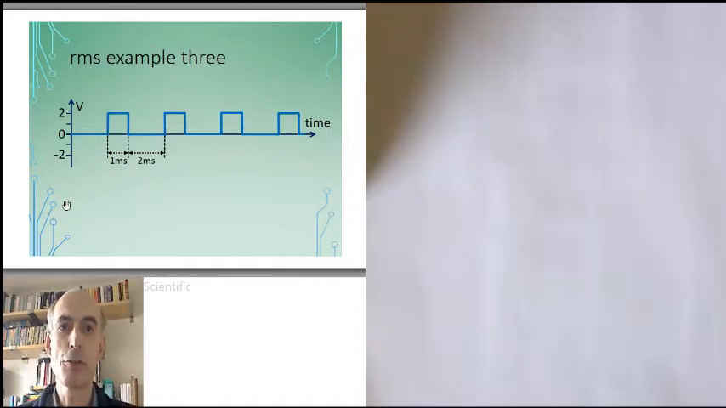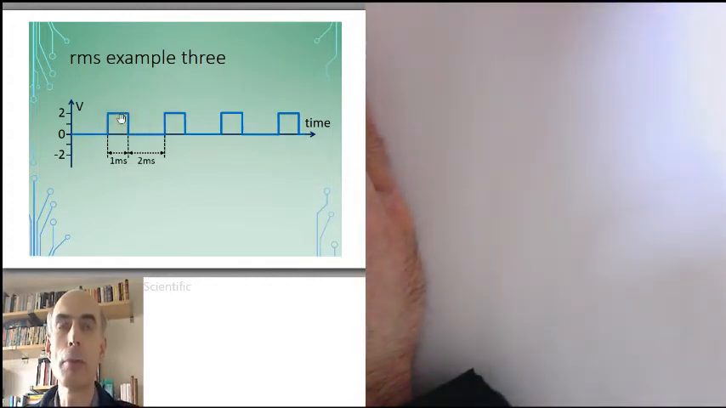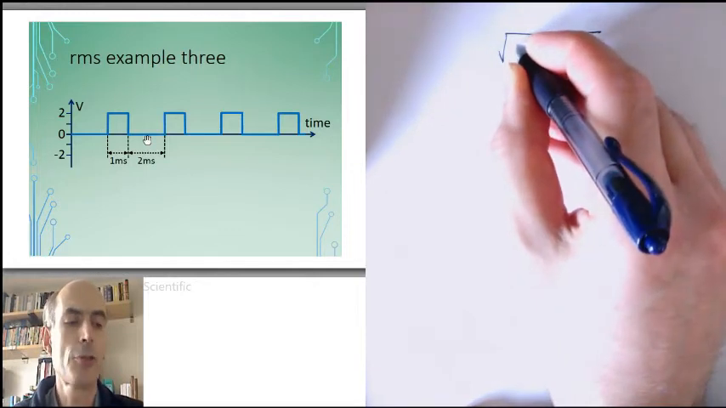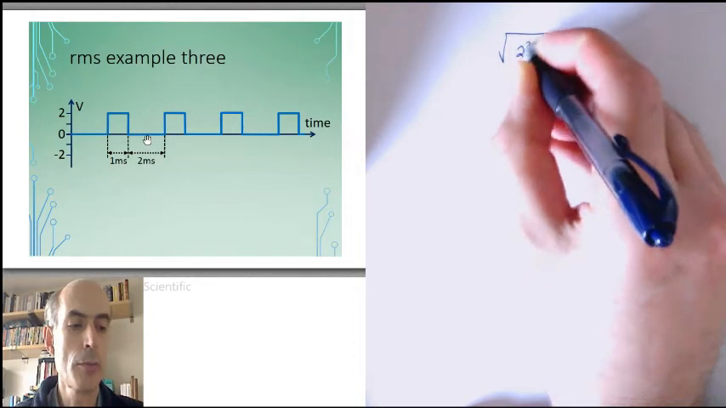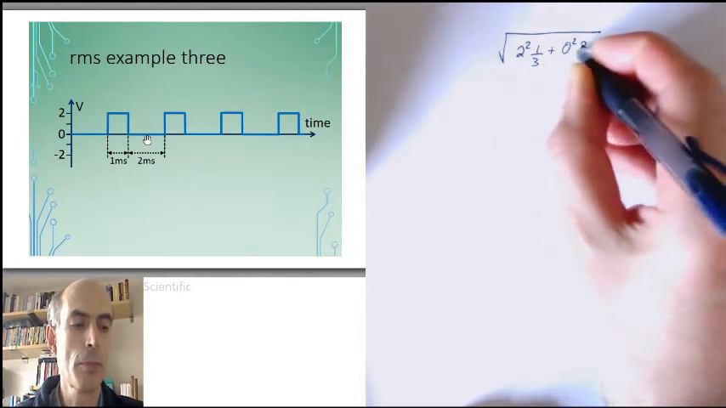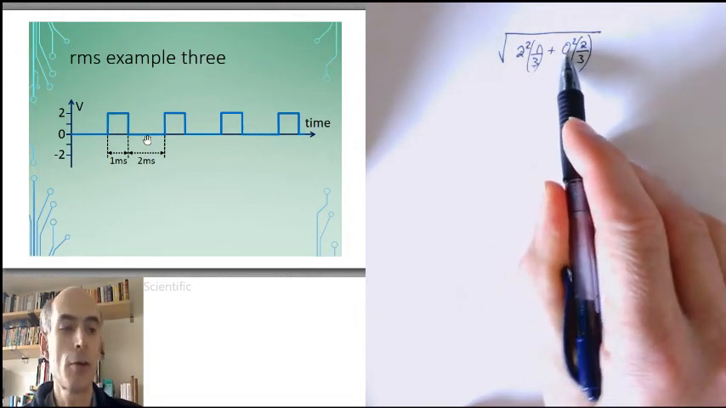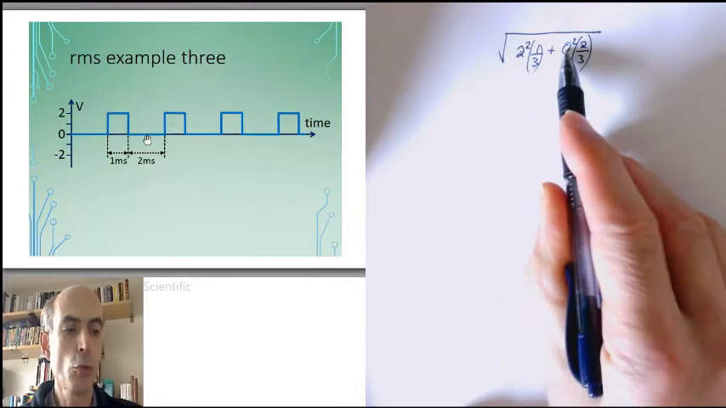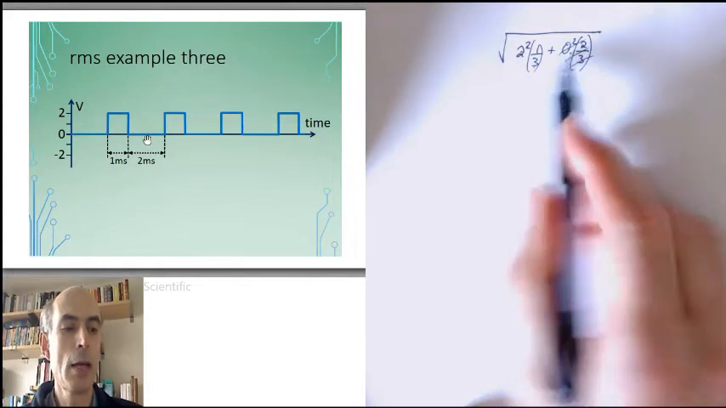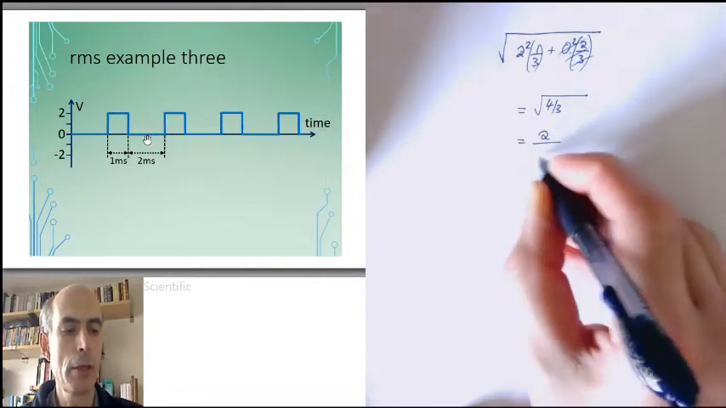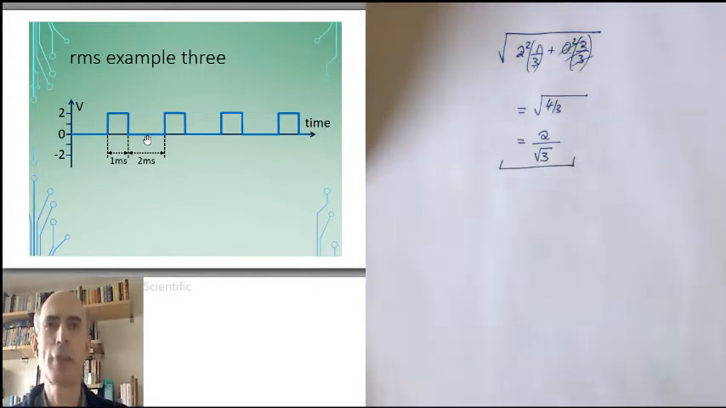This one slightly harder because the square of the waveform is no longer constant. For 1/3 of the time, the square is equal to 4. That's 2 squared. And for 2/3 of the time, the square is just 0. So we have to go back to the formula. Square root of. Now, the summation here, it's going to be 2 squared for 1/3 of the time, plus 0 squared for 2/3 of the time. That's the value squared times the probability, plus the value squared times the probability, just as before. Well, 0 squared is 0, so that term just disappears. We end up with the square root of 4 over 3, which is 2 divided by the square root of 3. And that's the RMS average of this one.